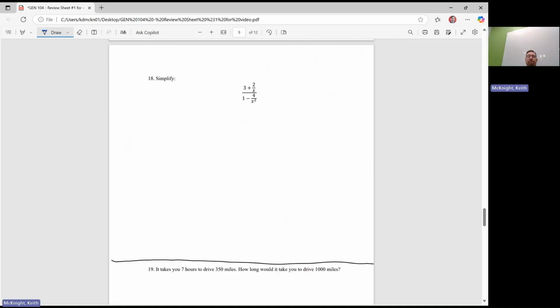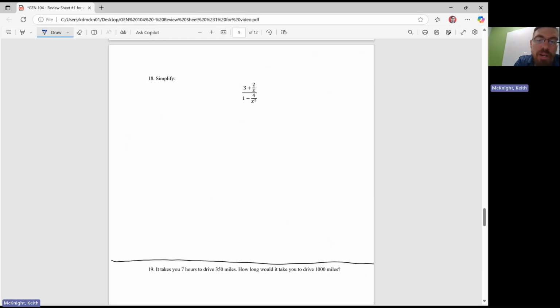So now, number 18, we have a complex fraction. Now, there's all kinds of different ways to do complex fractions. I'm going to show you a nice way to do them without having to do too many steps, hopefully. So when we have a complex fraction, we have little fractions built inside of a big fraction, our overall fraction, okay? So what we're trying to do is get down to just the big fraction. So we don't like these little ones built in.